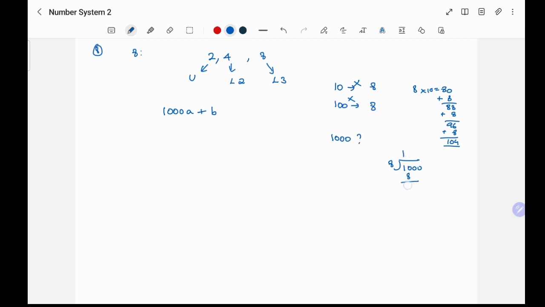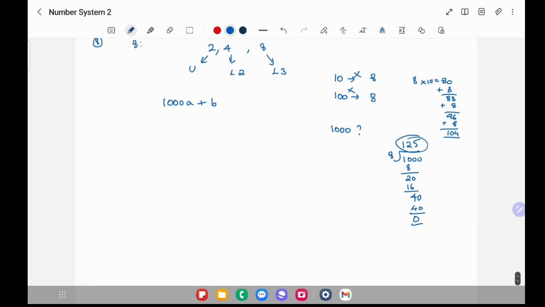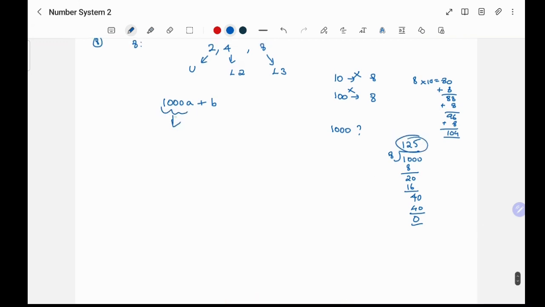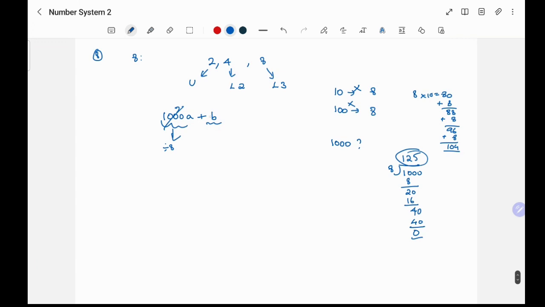1 time we have 8, 2 times we have 16, 5 times we have 40. Oh yes, it is divisible by 8. How many times? 125 times. So this number is divisible by 8, so it never comes in the remainder. So it is only good enough to check just the last 3 digits. Here b represents the last 3 digits. That's why we have 1000 here.